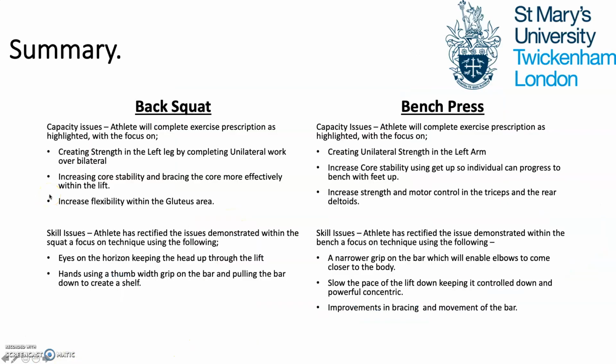So just to summarise, the back squat capacity issues, we're going to create strength in the left leg by completing unilateral work over bilateral. We're going to increase core stability and bracing the core more effectively within the lift. And we're going to increase flexibility within the gluteus area in the posterior capsule.